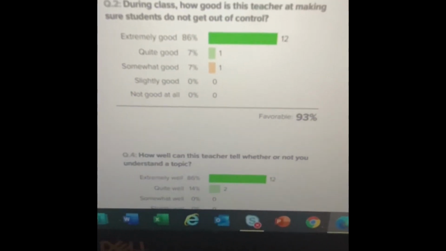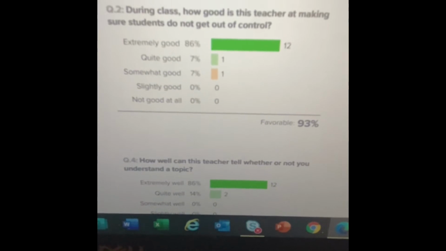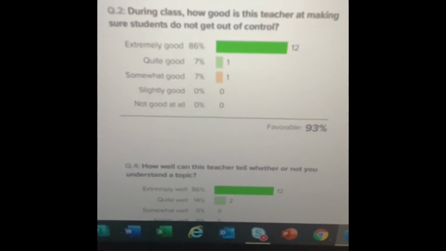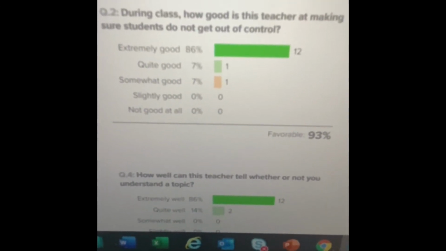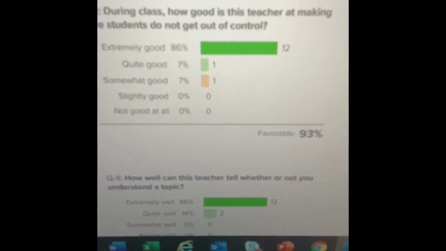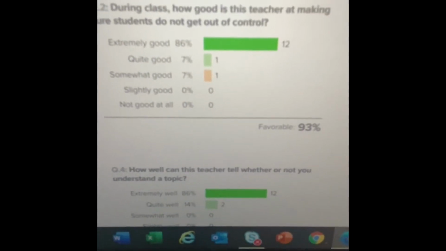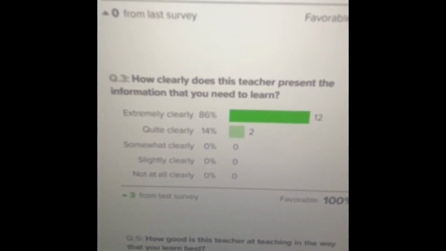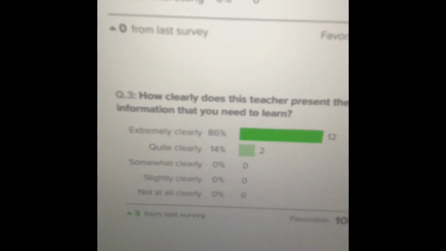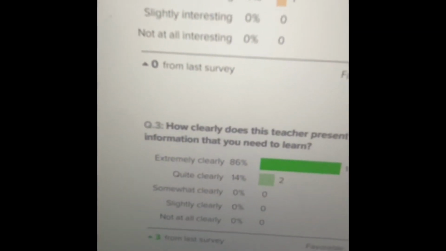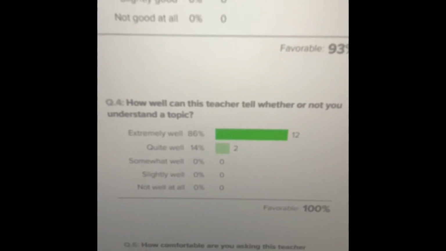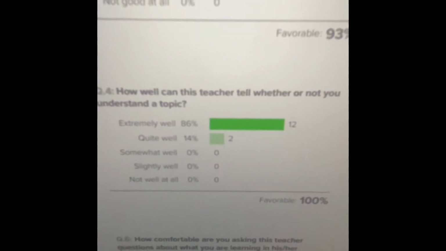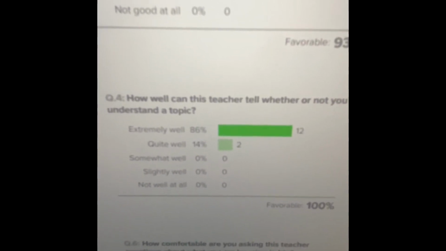The second one, during the class, how good is this teacher at making sure students do not get out of control? I am extremely strict, so I'm not surprised they should have a good one in this one. The next one, how clearly does this teacher present information? And this was a good one, and I had better points this year. And the next one, how well can this teacher tell whether or not you understand the topic?